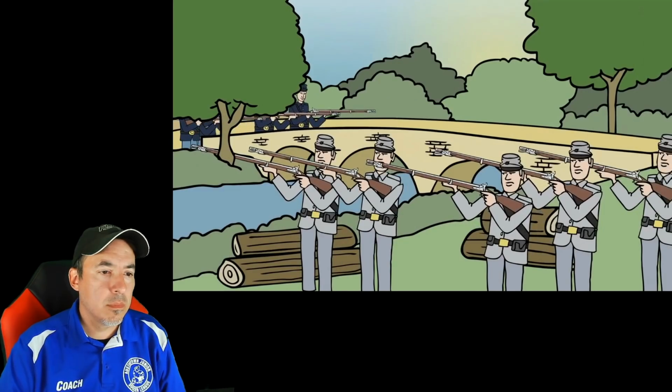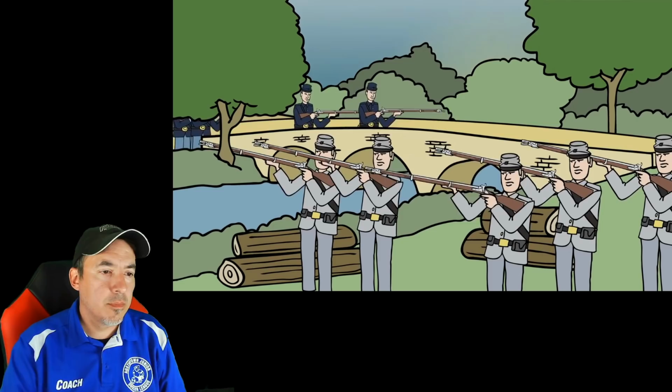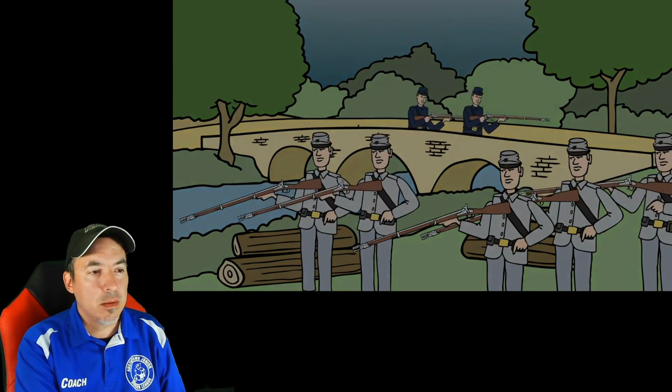For example, at the Battle of Antietam, 500 Confederates hidden behind trees and walls were able to delay the advance of several Union brigades attempting to cross what would later be named Burnside's Bridge.